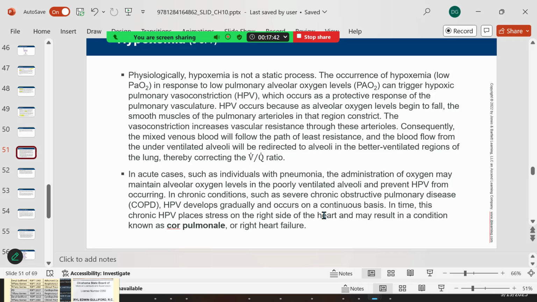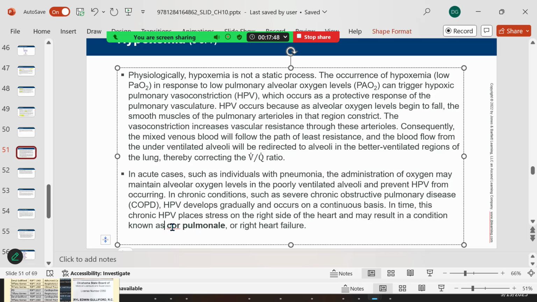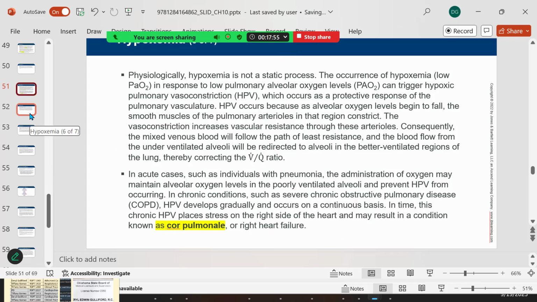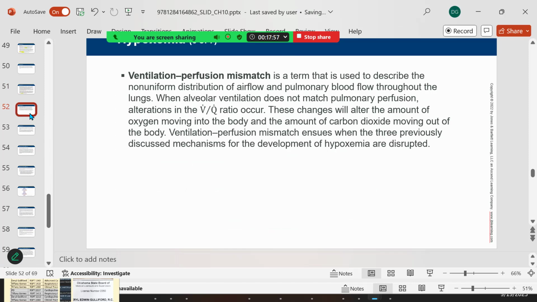If you wind up with too high a vasoconstriction in the lungs, you can actually have right-sided heart failure, known as cor pulmonale. Cor pulmonale, right heart failure.